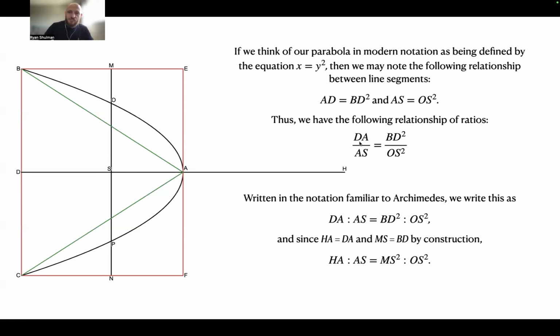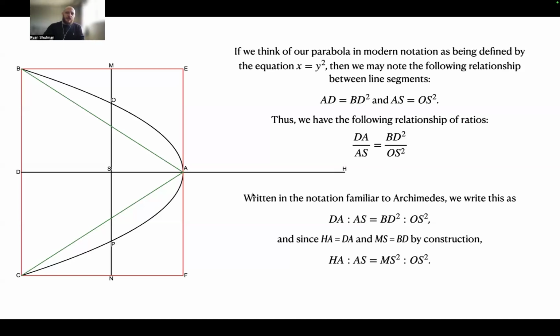So then we have the following relationship of ratios: if we take DA divided by AS, it is equal to BD squared divided by OS squared. And this is our modern notation. Written in the notation that would be more familiar to Archimedes, it's this colon notation, which I read as an analogy: DA is to AS as BD squared is to OS squared.